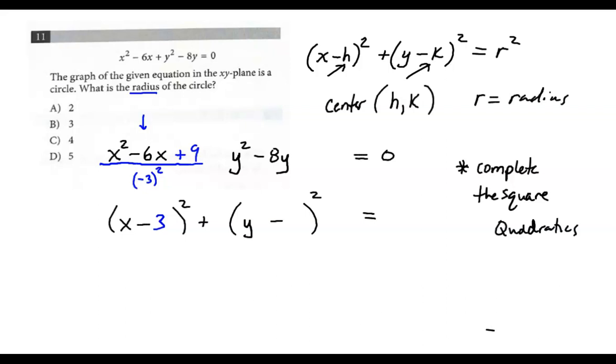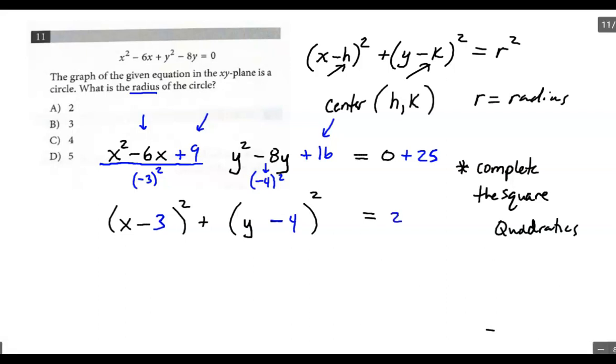Well, over here, if I cut this value in half, minus 4, and if I square it, I get a plus 16. Now, I'm not allowed to just start changing equations. So since I added 9 and I added 16 to the left side of the equation, to keep this balanced, I have to add that 25, 9 plus 16, to the other side. So now my equation stayed balanced.